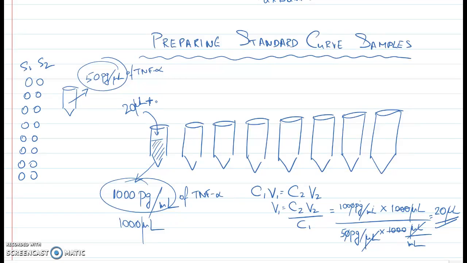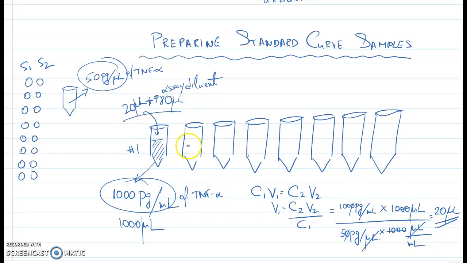And then the remaining, now this is a situation where you need to be exact, the remaining 980 with a buffer called assay diluent. So it needs to be assay diluent. It's just a buffer. So 20 and 980 gives me what? 1,000. Good. And what would the concentration of the first tube be? Tube number 1. 1,000 picograms per ml.